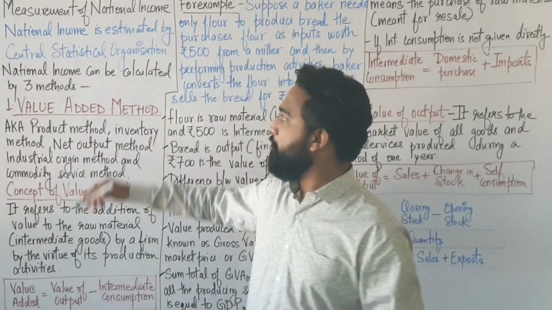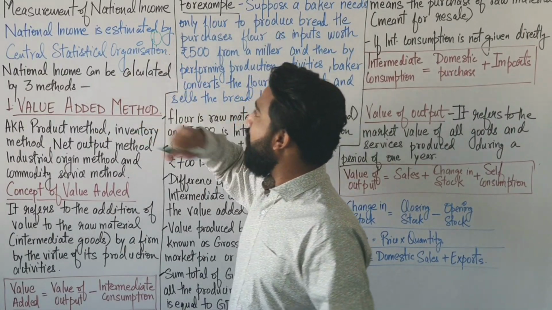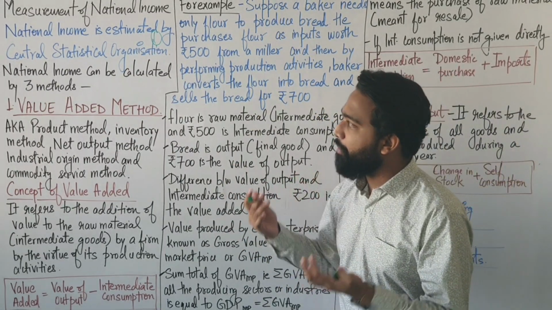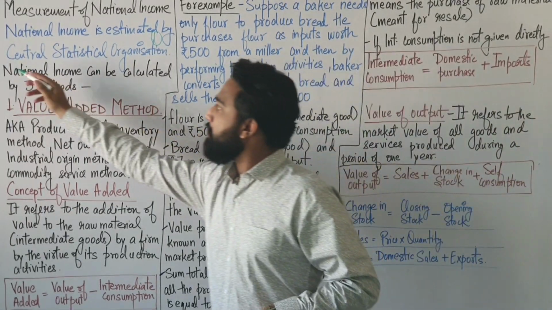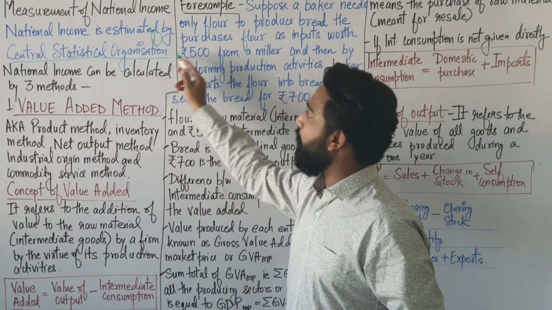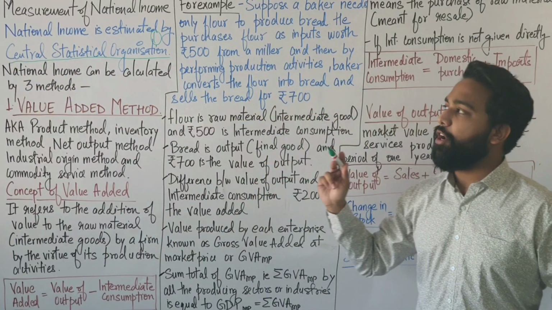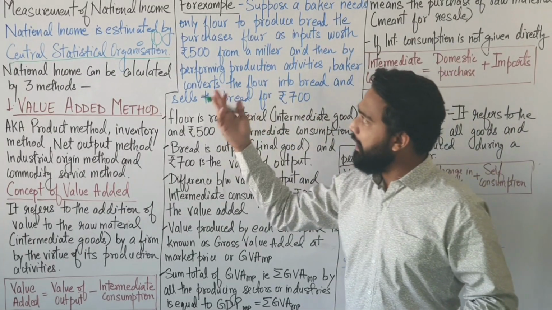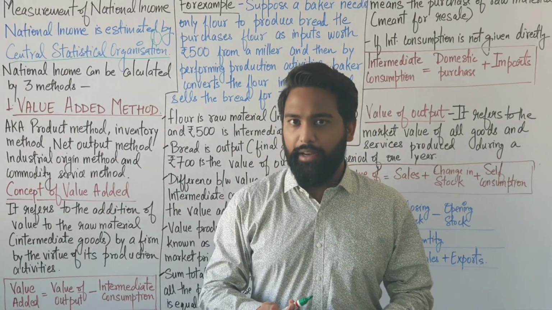So students, here is your 1 mark question. Which institution calculates or estimates the national income in India? It's the Central Statistical Organization. This organization estimates the national income in India.